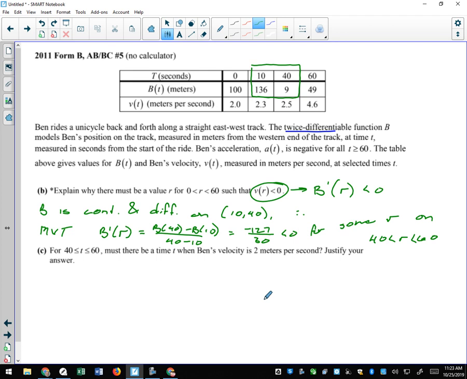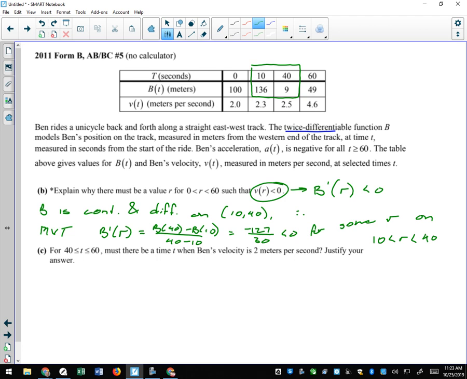Are we okay? Did I mess up? Oh, 10 to 40. I looked at the wrong interval. Whoops! There we go, from 10 to 40. I'm about to write it again. Okay, 10 to 40. There we go. Are we good there?